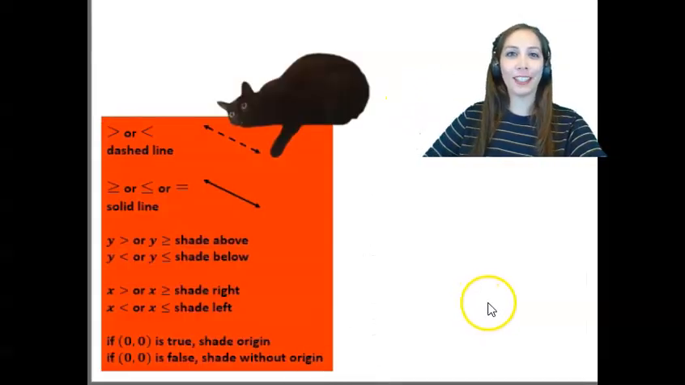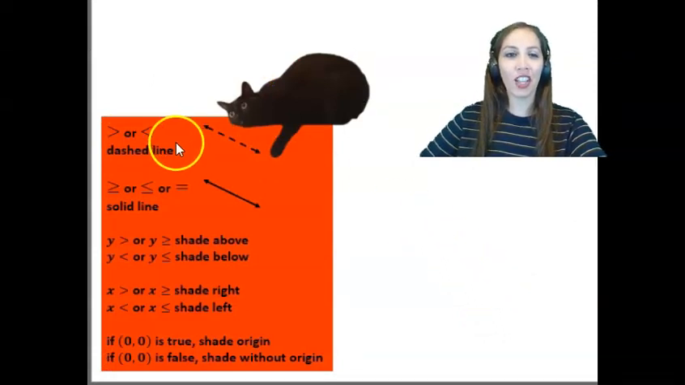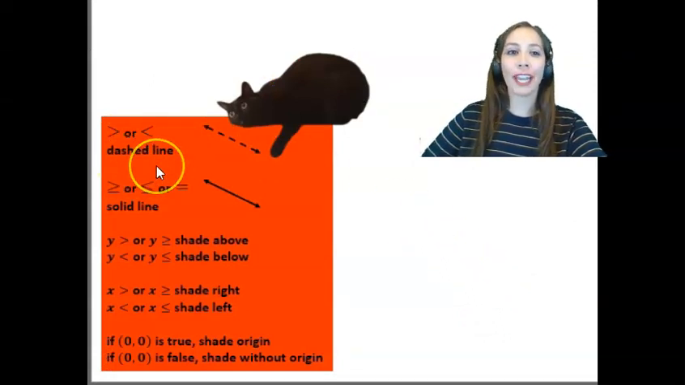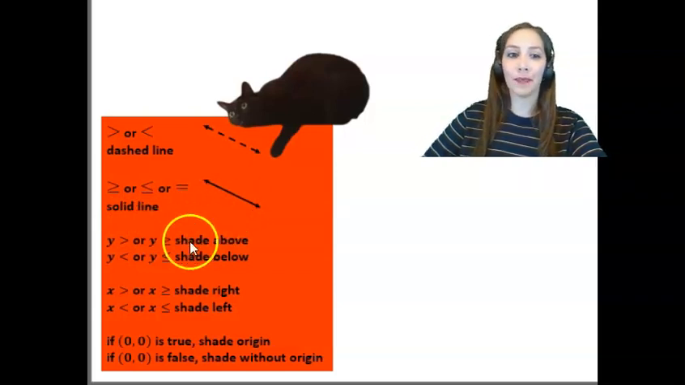Teaching assistant Chloe is here with her latest cheat sheet notes. When you have a greater than or a less than sign, you will draw a dashed line. When you have a greater than or equal to sign, less than or equal to sign, or an equal sign, you will draw a solid line. If y is greater than or y is greater than or equal to, you will shade above. When y is less than or y is less than or equal to, you will shade below.